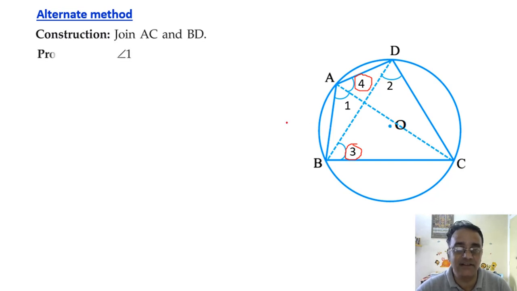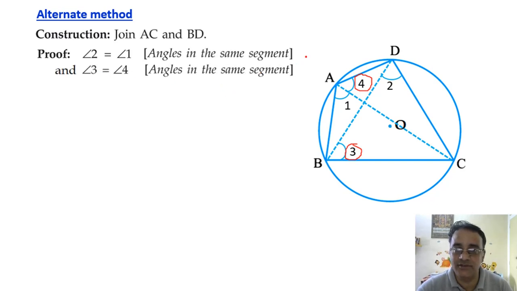So we'll start with that step. Proof. Angle 2 is equal to angle 1 and angle 3 is equal to angle 4. Same reason, angles in the same segment. Now we'll add these two. ये दोनों को add करेंगे तो क्या मिलेगा देखो. Angle 2 plus angle 3 is equal to angle 1 plus angle 4.